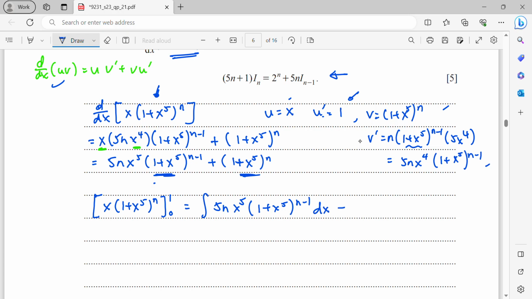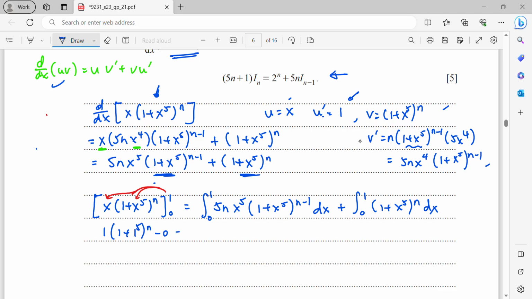I split it into two integrations. Okay, so for the left hand side, you can just directly replace the limits now. Okay, substitute into x. So I will get 1 times (1 plus 1 to the power 5, which is 2) to the power n, minus 0, because when x is 0, everything is 0. Okay, so maybe I just show step by step, then it will be better. 1 plus 1 to the power 5, then to the power n minus 0.